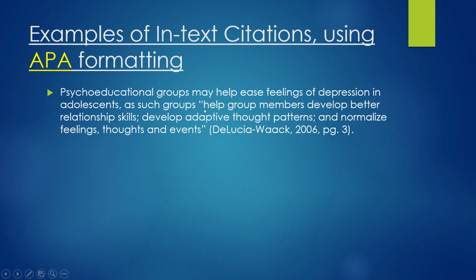In the third example, we have my original text at the beginning leading into a quote from the text. But because it's a quote from the text, we used quotation marks, and I gave the author's name, the year, and the page number in this case. These are all absolutely permissible ways to cite using APA formatting.